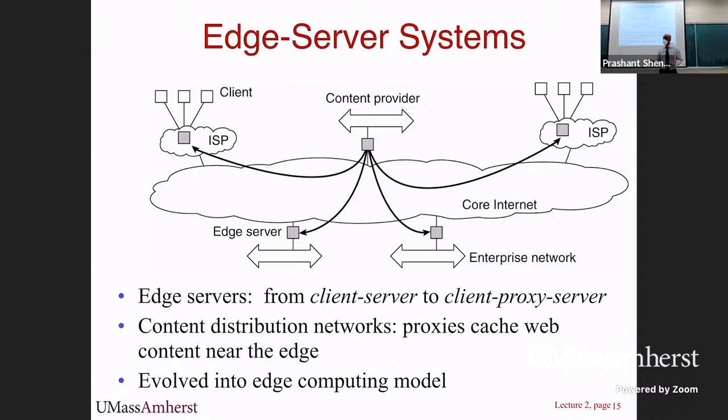Okay? So this paradigm has now evolved to what is called edge computing, which is you're computing at the edge of the network. Edge of the network is the first hop from where you are to where the network starts. Okay? So you deploy resources very close to the user or their devices. Okay? And these servers can provide active computation, not just cache data for you. Okay? Yes, question.